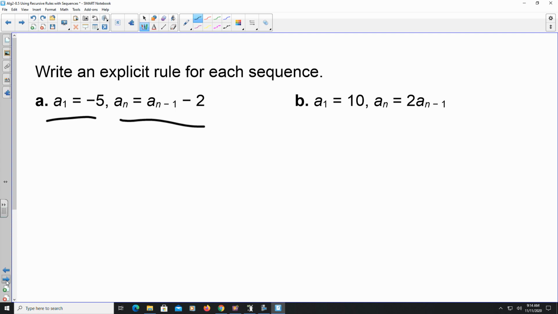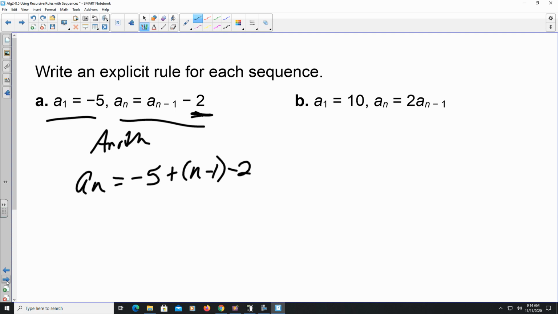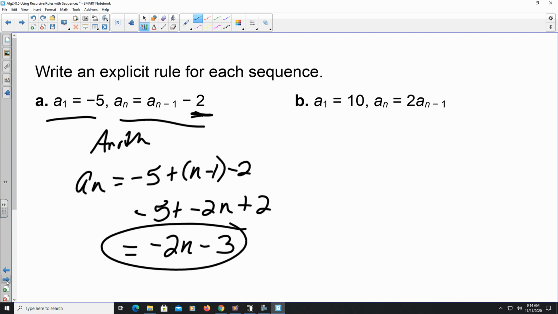So knowing that this is arithmetic, using the rule from previous sections, I can say a sub n is going to be equal to a sub 1, which is negative 5, plus n minus 1 times the common difference. Well, the common difference is -2. So now I just distribute the -2, so -5 plus -2n plus 2. So my rule is -2n minus 3. There's my explicit rule.